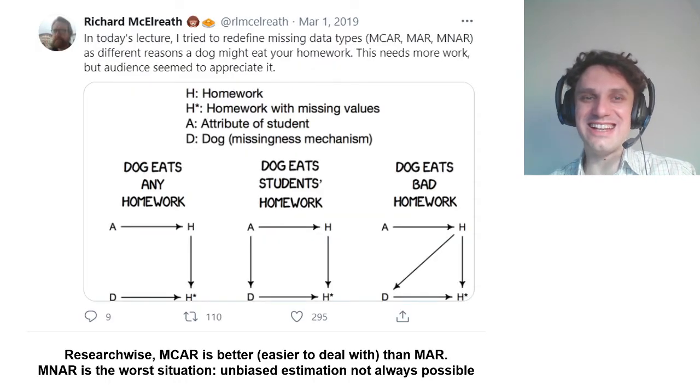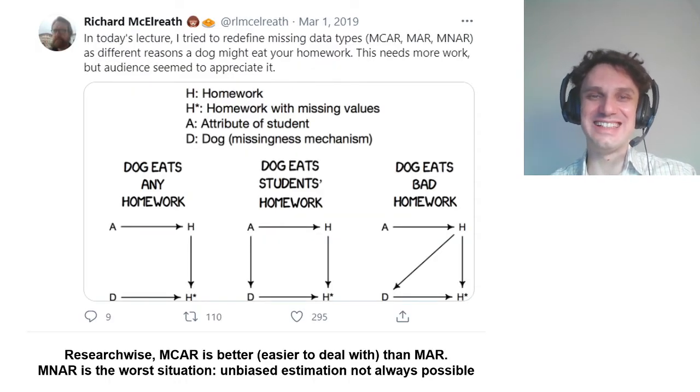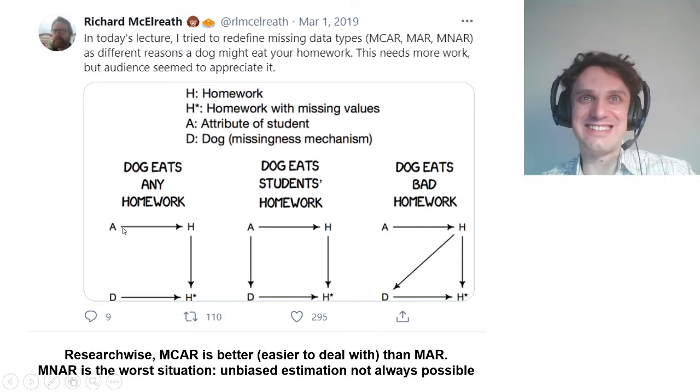Another funny illustration that I found online is by this guy, Richard McElreath, who defines missing data types as reasons why a dog might eat your homework. So here A is some attribute of a student who completes homework and reasons why homework can be better or worse.